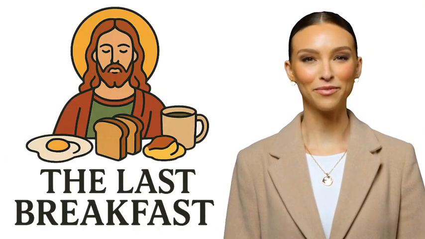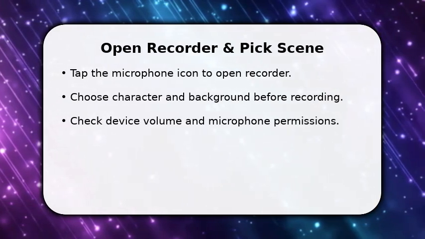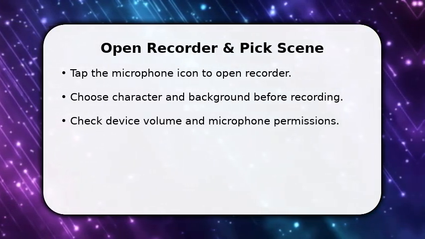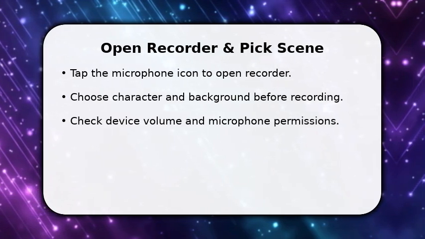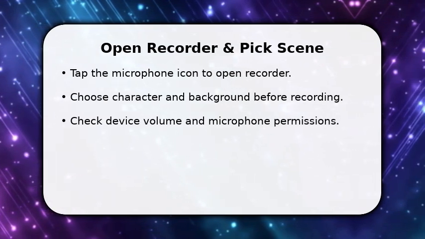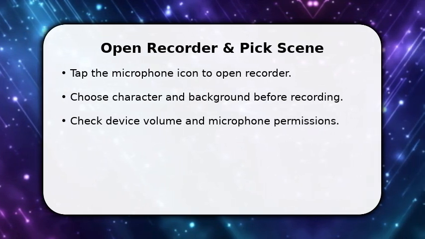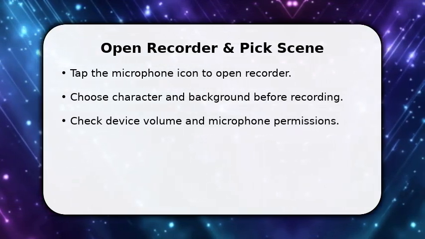Please enjoy the video. You start by opening the voice recorder inside Toca Boca. Tap the mic icon and select the character or scene you want to speak for. Make sure the app has microphone permission in your device settings and lower or mute other app sounds so the recording is clean. Once done, adjust the character pose and background. This shapes mood and timing.